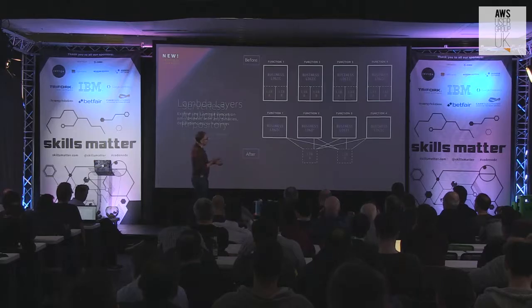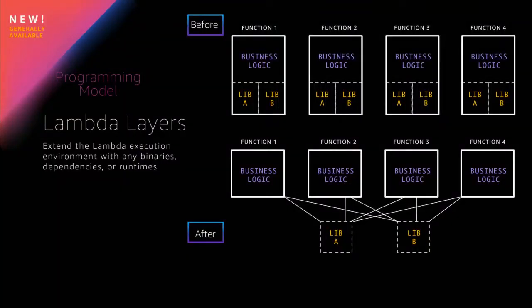Layers can be private in your account, so you can have your own private layers, can be shared across accounts, and can also be made public. And there are also AWS managed layers. For now, there is only one. The first one that we released is for Python, for NumPy and SciPy. Those are two very common mathematical libraries that are used to do, for example, analytics and machine learning.